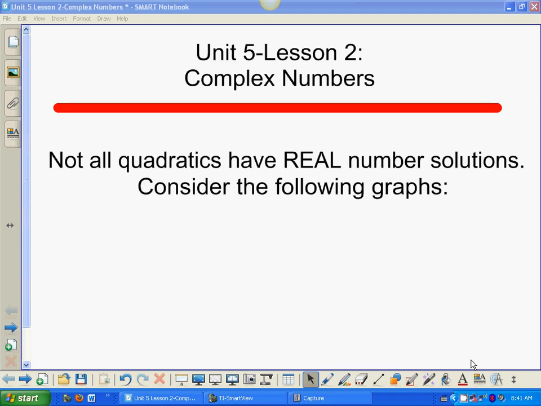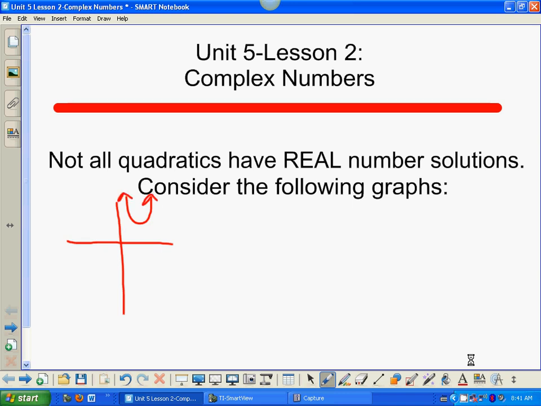I'm sorry I couldn't be with you today, but hopefully this will help you understand Unit 5, Lesson 2, which is about complex numbers. The big idea that we've already kind of talked about is we can have quadratics that never ever hit the x-axis. So we need to come up with a strategy or some algebraic ways to deal with these kinds of quadratics.